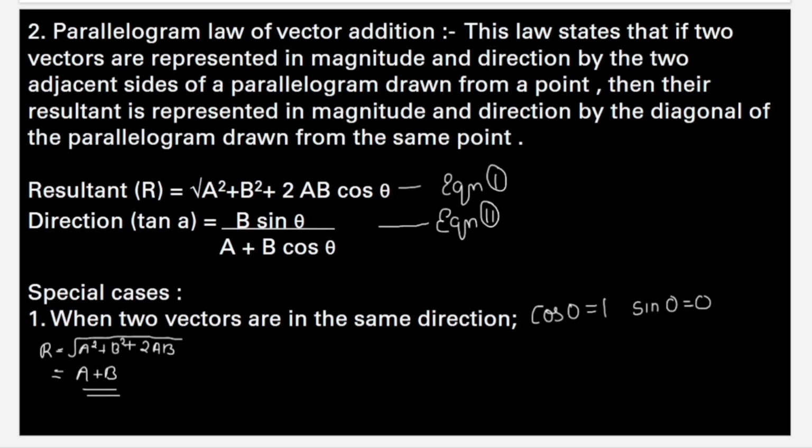This is the resultant. For direction, using equation 2, b into sin theta is 0, so b into 0 by a plus b cos theta, where cos theta is 1, so a plus b. We get tan A is equal to b into 0 by a plus b, which gets multiplied to become 0.